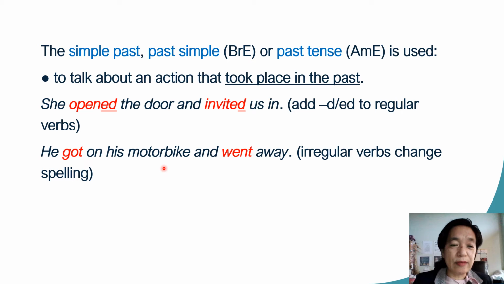In this sentence, he got on his motorbike and went away. Got is the past tense of the irregular verb get, and went is the past tense of the irregular verb go.